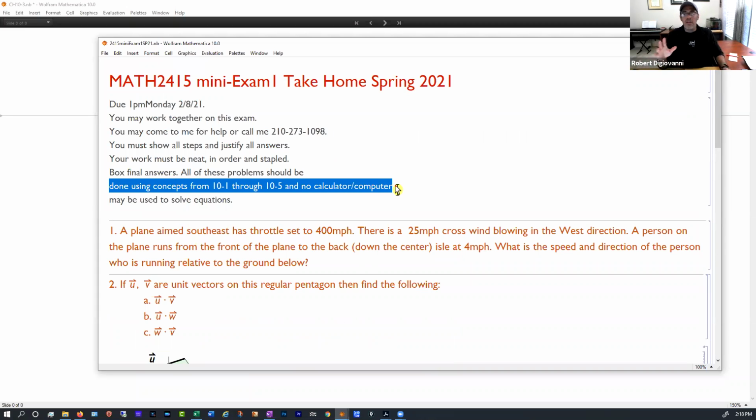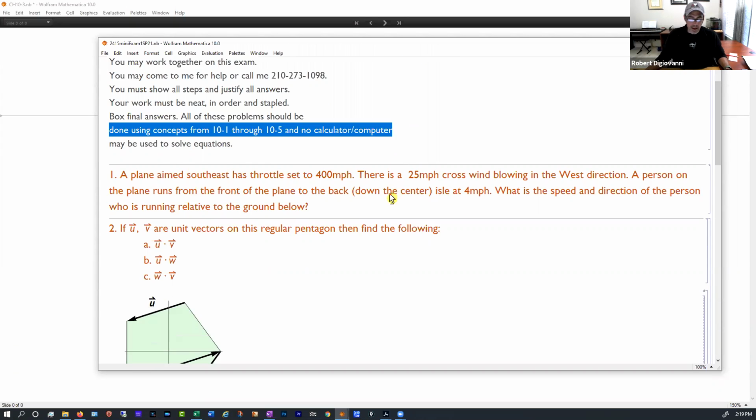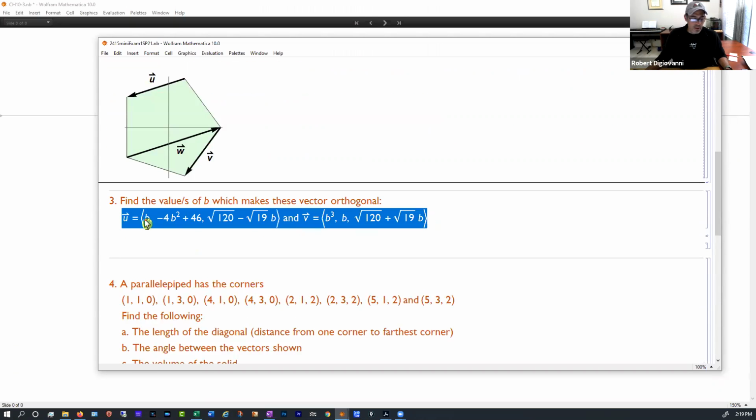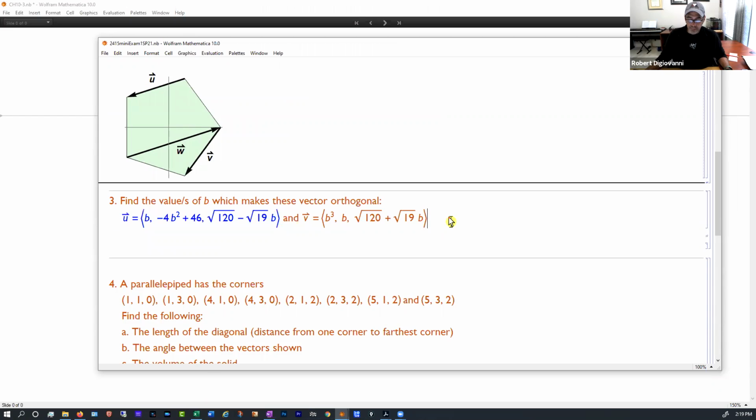Now, when I say no calculator or computer, you can use your calculator to do arithmetic, cosine, sine, square roots, things like that. But you can't go to some website and have it solve some crazy equation for you. So I'm curious to see how many of you can get the equation that you get here and solve it by hand.